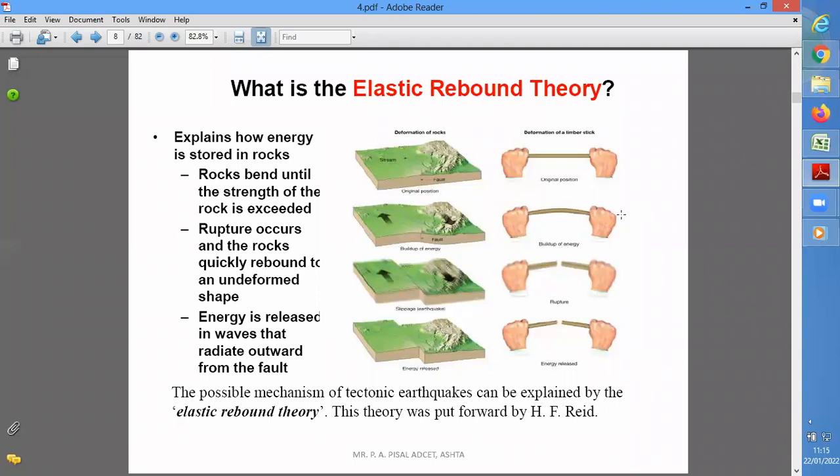Now, have you understood regarding the elastic rebound theory, Gayatri? Sorry. I have got one message from a student, roll number 14, Chaitrali. Have you understood? Yes, sir. Okay. So we will move further.